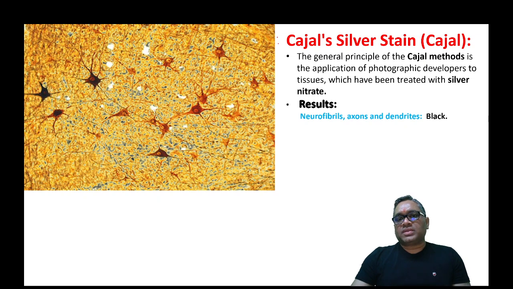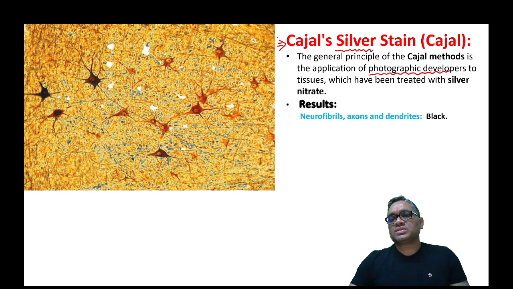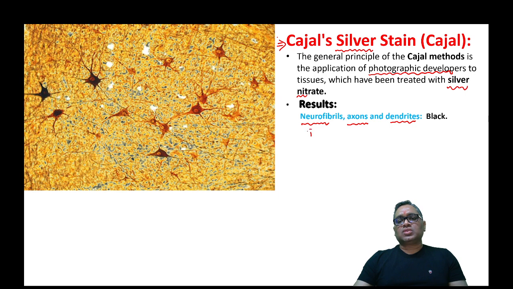This is number one, the Kajal silver stain. So Kajal silver stain, you can see there is a silver. Whenever you see the silver, the target tissue will be black in color. It is the same photographic developers that we are using, silver stain, right? Silver nitrate is used, and as a result, Kajal silver stain is used for neurofibrils, axons and dendrites. So what are the three things? Neurofibril, axon and dendrites, and all three will be giving you a black color appearance, right?